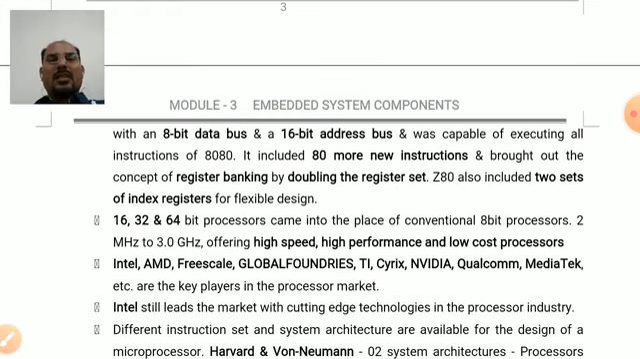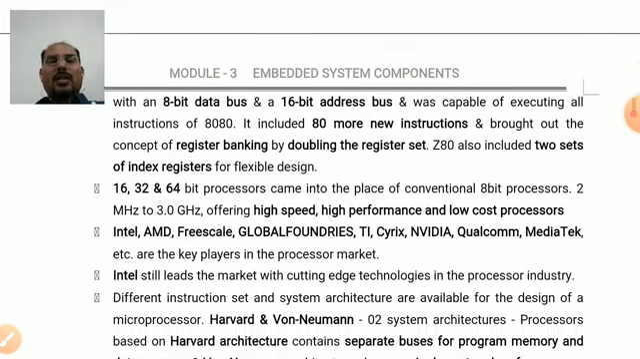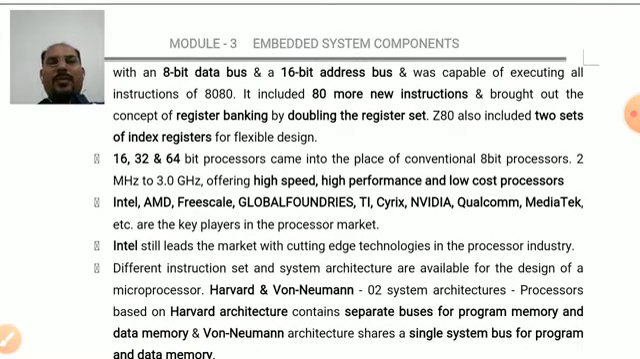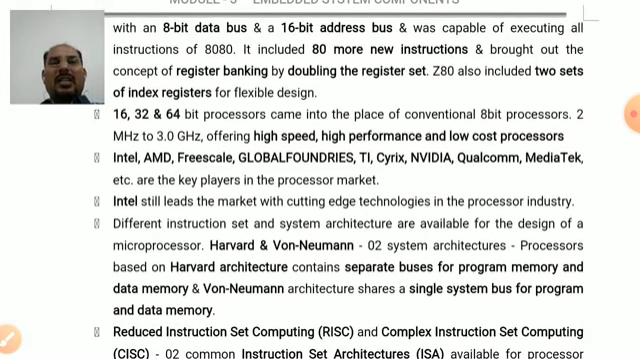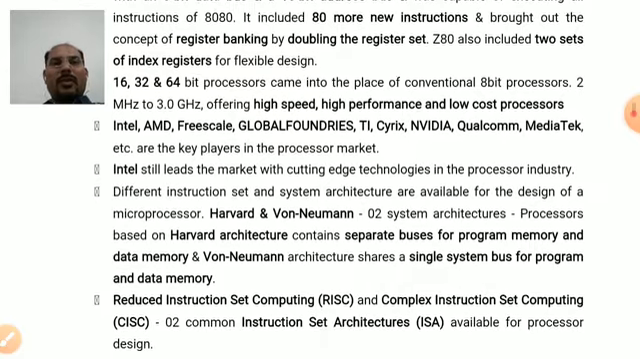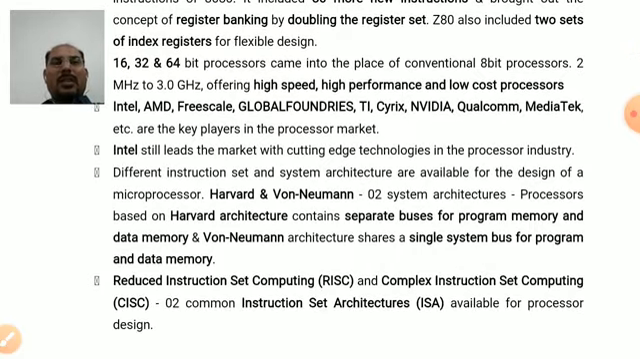Then came 16-bit, 32-bit and 64-bit processors, and their operating frequency was increased from 2 MHz up to 3 GHz with high speed, high performance and low cost features. Intel, AMD, Freescale, Global Foundries, TI, that is Texas Instruments, Cyrix, Nvidia, Qualcomm, MediaTek, these are all the companies in the manufacturing of microprocessors. Intel still leads the market with cutting edge technologies in the processor industry.